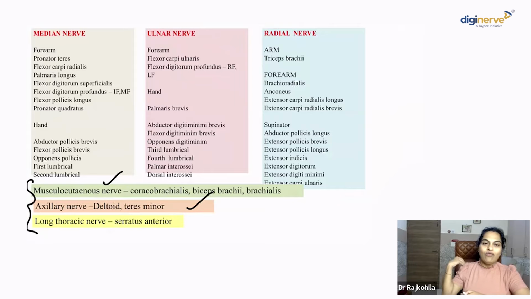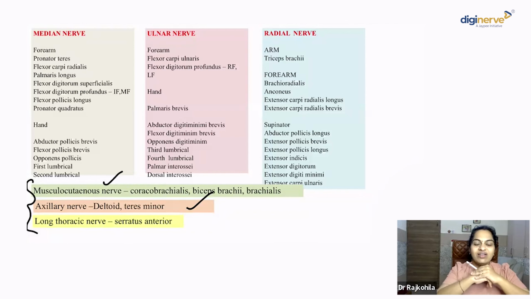the round contour of the shoulder is lost, the patient will not be able to abduct from 15 to 90 degrees, and there is loss of sensation over the upper lateral arm, the regimental badge area of anesthesia, isn't it? And long thoracic nerve injury: serratus anterior is paralyzed, that's a protractor of the scapula, which will lead to winging of the scapula. So is that fine?